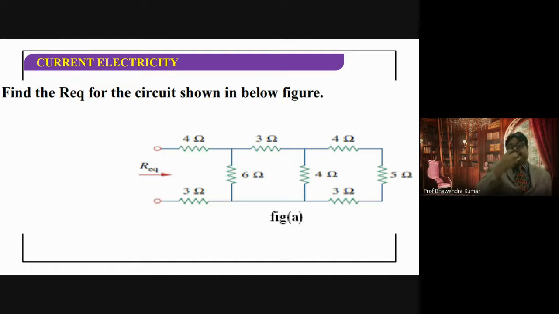Let us see this one. Again, a very direct, straightforward question. Your time starts now.